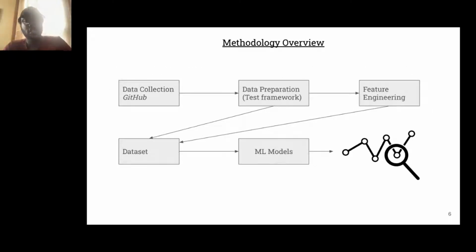Our methodology consists of several components. I will quickly go over individual components. The first component is the collection and preparation of data. To build machine learning powered systems, it is imperative we collect data from the right source and appropriately mine that data. We collected our data from GitHub.